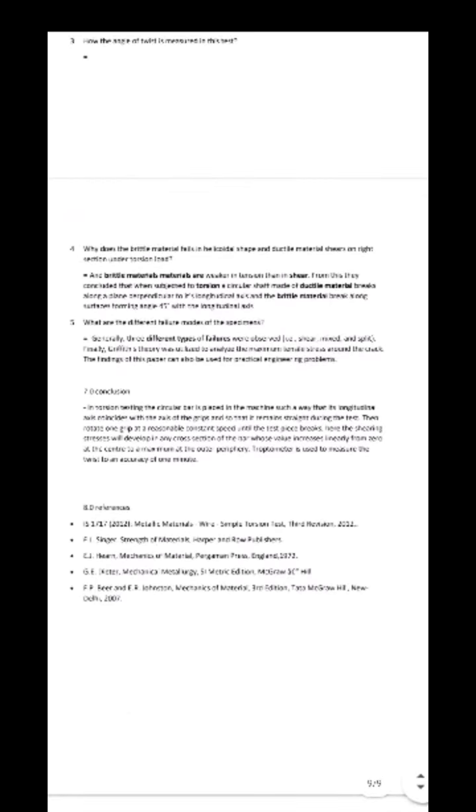Number 5, what are the different failure modes of the specimen? Generally, 3 different types of failure were observed: shear, mix, and split. Finally, Griffith's theory was utilized to analyze the maximum tensile stress around the crack. The findings of this paper can also be used for practical engineering problems.